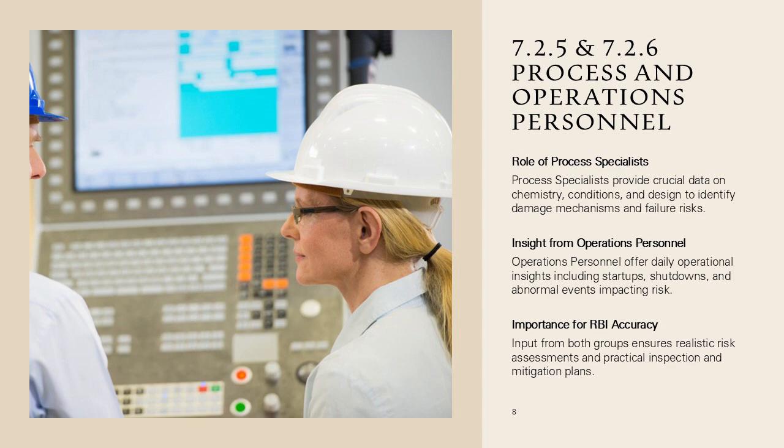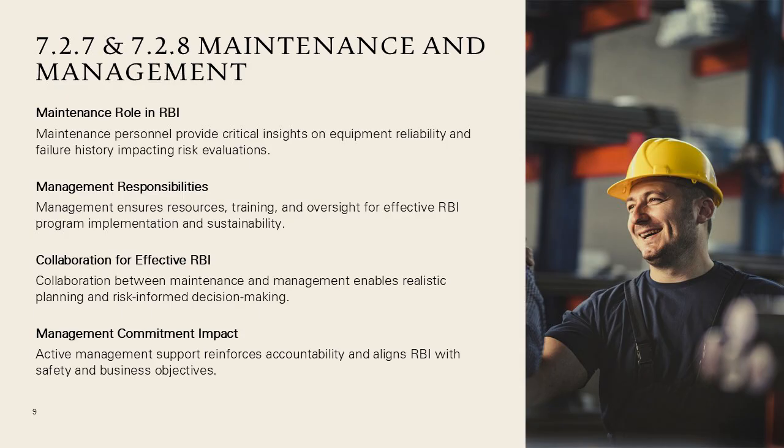the operating environment. Maintenance personnel and management play complementary roles in the RBI process, as outlined in API RP 580 sections 7.2.7 and 7.2.8. Maintenance personnel provide insight into equipment reliability, failure history, repair practices, and maintainability, all of which influence risk evaluations and mitigation strategies. Maintenance input helps identify recurring failure modes, repair effectiveness, and practical constraints on inspection and replacement activities. This information supports realistic planning and helps ensure that RBI recommendations can be executed effectively.